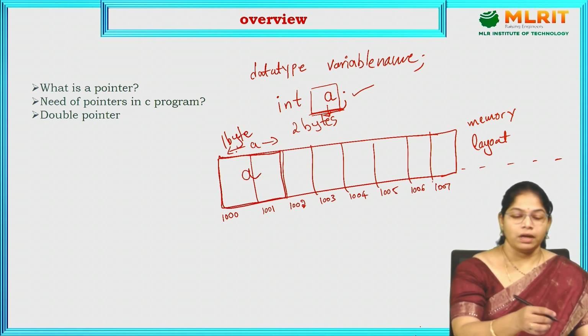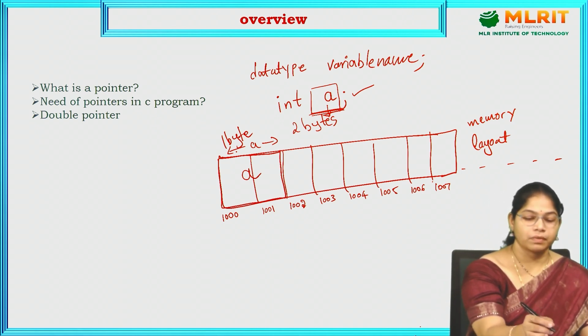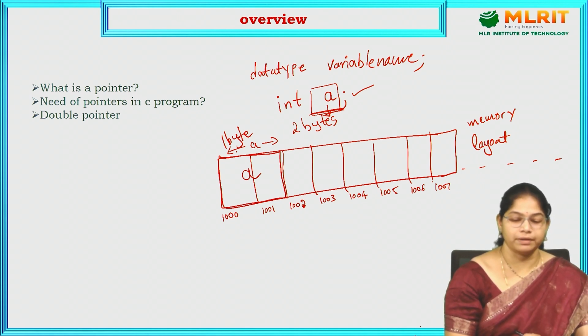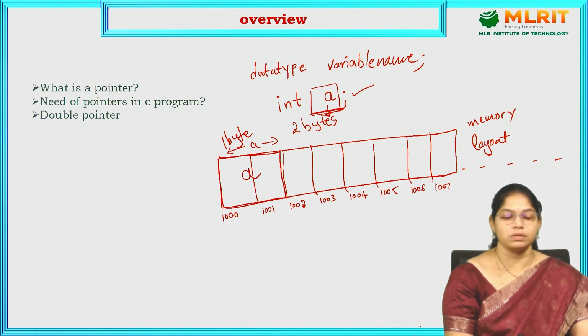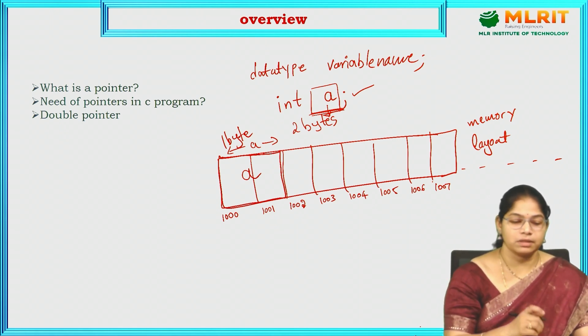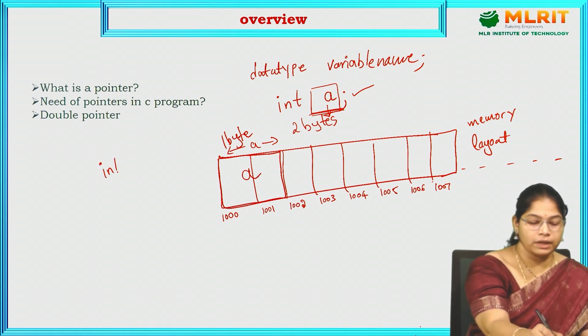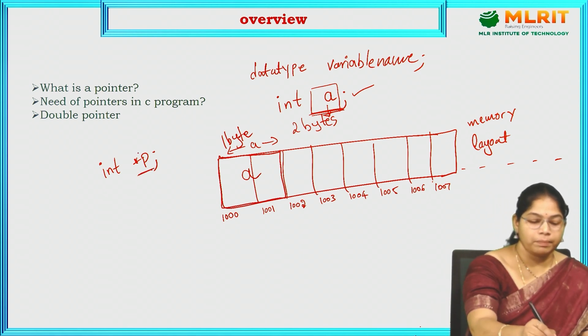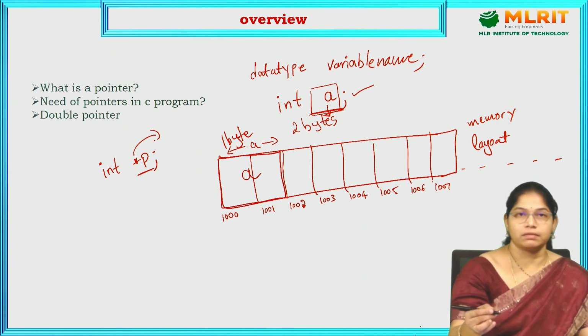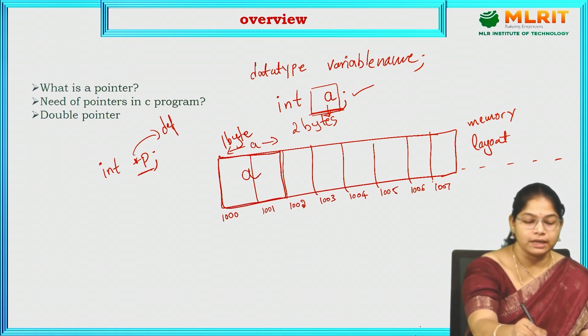Now, I am declaring one more variable. Now, what is a pointer? A pointer is a special type of variable which holds the address of another variable. Suppose we declare a pointer variable like int star p, where p is a variable, but here we use a star, that is an asterisk, which is called the dereference operator.